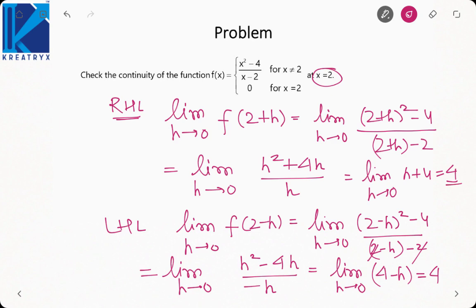Now as you can see, the left and the right hand limits are equal. That means the limit exists, but the function value at 2 is 0. So the limit is not equal to f(2). That means the function is discontinuous. Is it fine? Both the left and the right hand limits must be equal, as well as equal to the function value. Then the function will be said to be continuous.